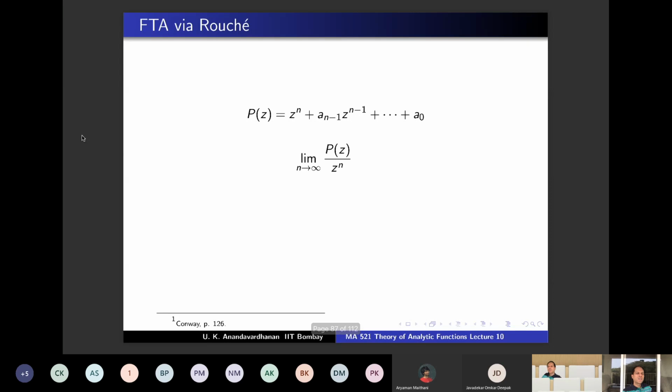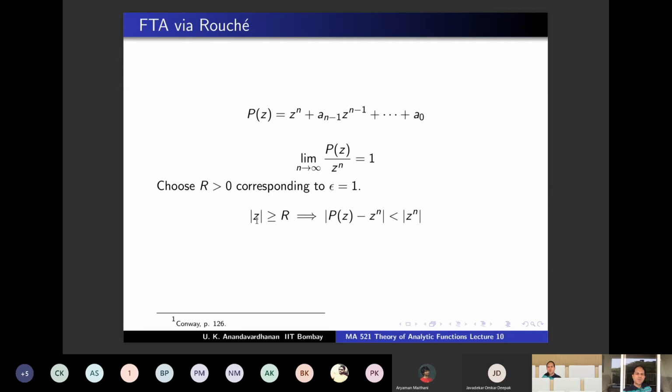So consider this limit, and easily from this you can check that this limit is 1. So for every epsilon, there is some number such that for mod z bigger than r, you can make that difference less than epsilon. In particular, take epsilon to be 1 and choose such an r. Therefore, for mod z bigger than or equal to r, the modulus of p(z)/z^n minus 1 is less than 1. Clearing the denominators, |p(z) - z^n| is less than |z^n|.